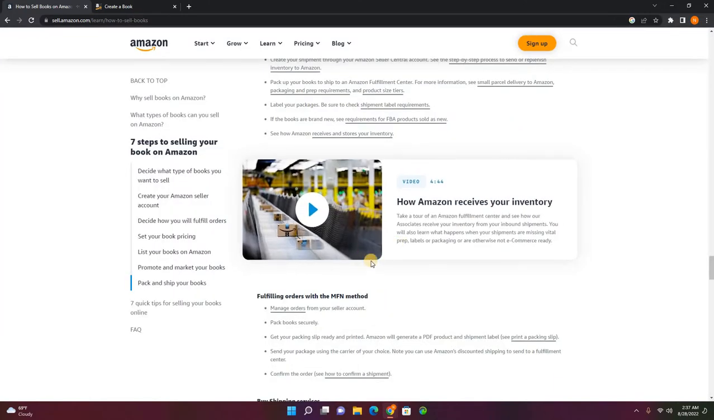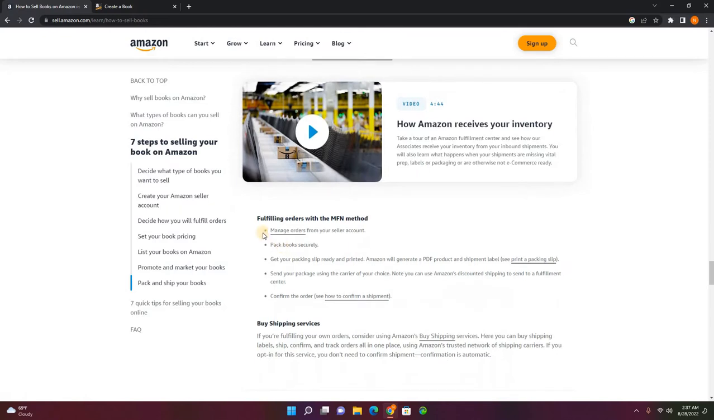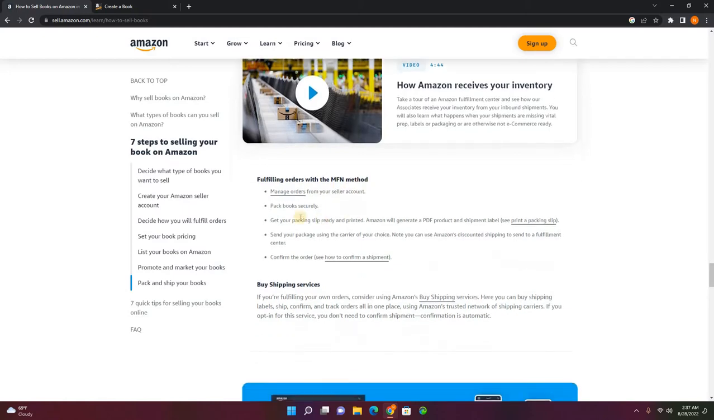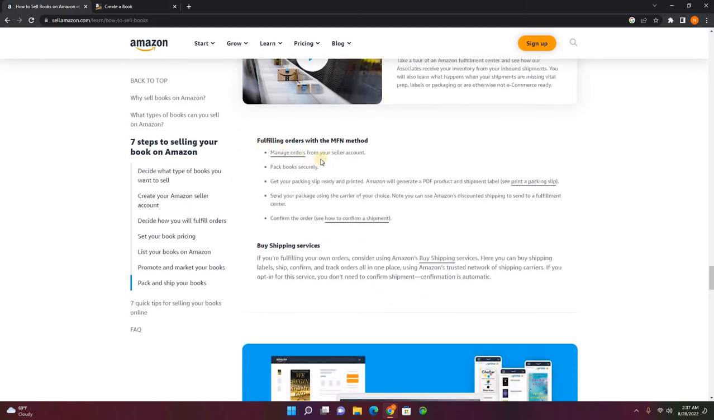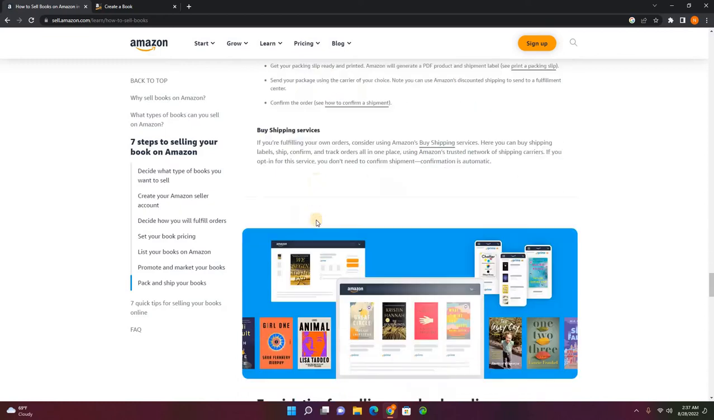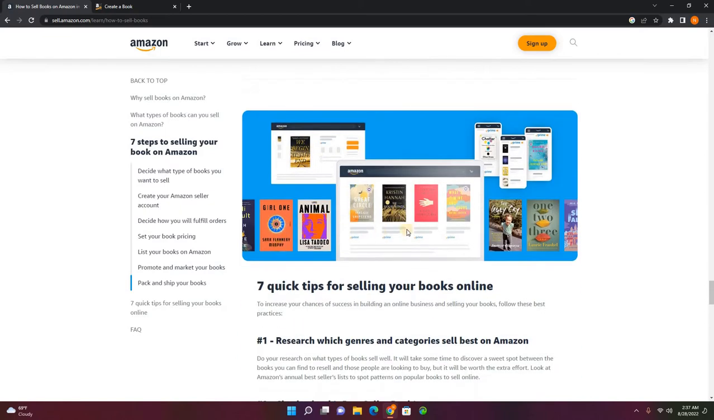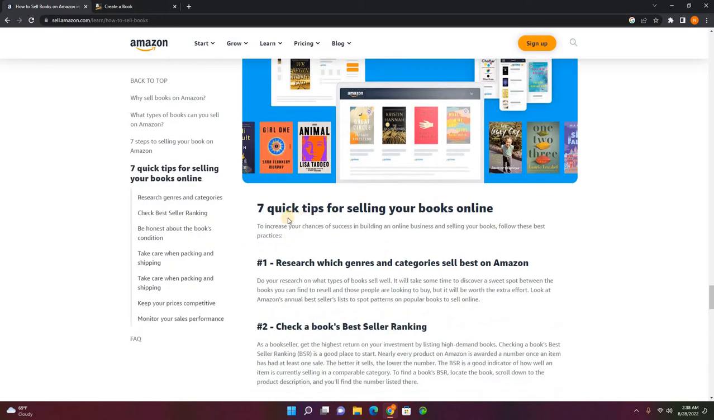Okay guys, you understand? So, fulfilling orders with the MFN method. So let's see this one. Manage orders from your seller account, pack, book, get your packings, buy shipping services. So see, Amazon is showing you again and again. Your store should look like this. Step 7.